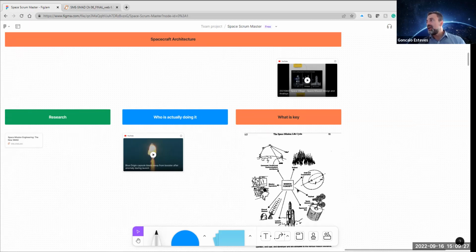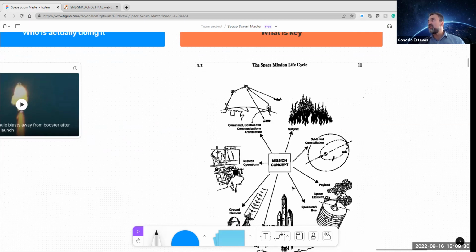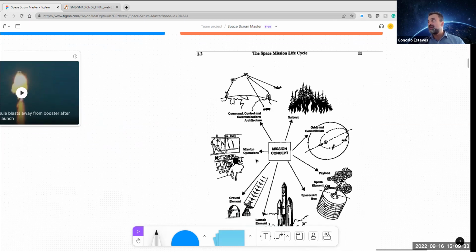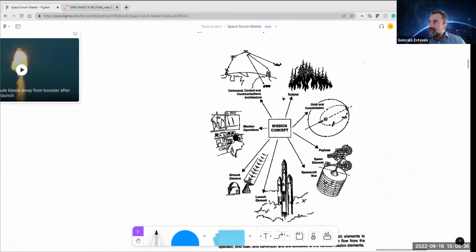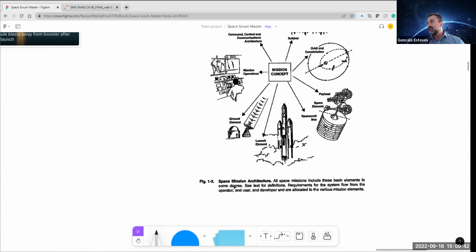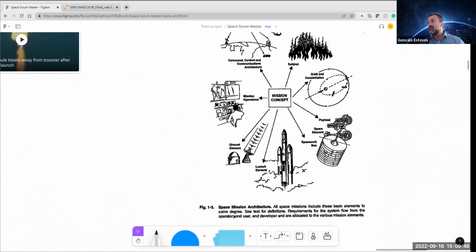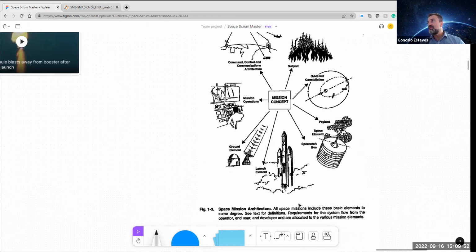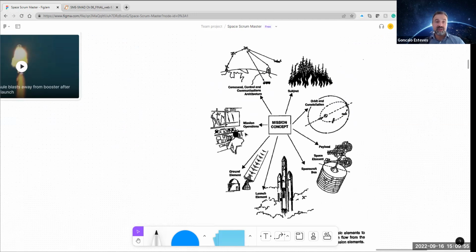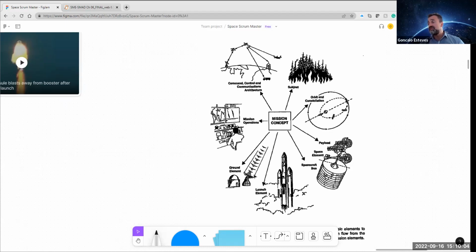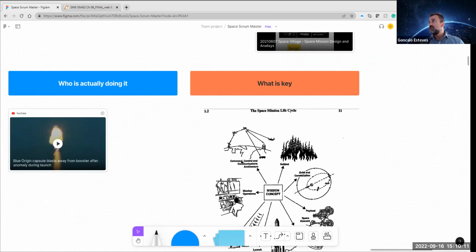Overall, methodology-wise, what is fun in here is that for the overall space mission life cycle, mission concept, it has a set of, I'm going to call it, important and relevant elements. Okay, space mission architecture. So this is this figure again from the same book. All space missions include these basic elements to some degree. See text for definitions. I can give you the examples because we are doing this for the moon rover, and in fact, we will see that for the moon rover, some of the things don't apply exactly like it is, but the thought process is the same. So that's what I wanted to leverage today.